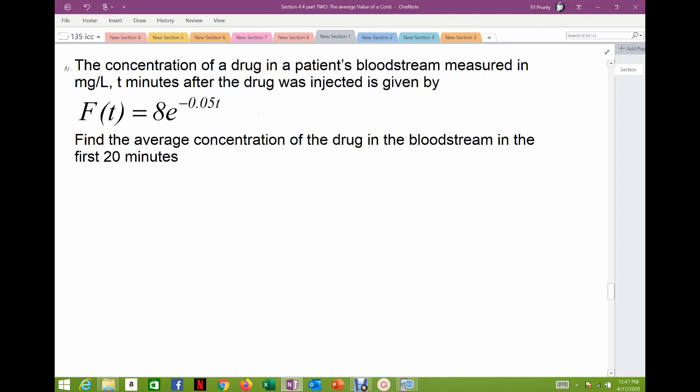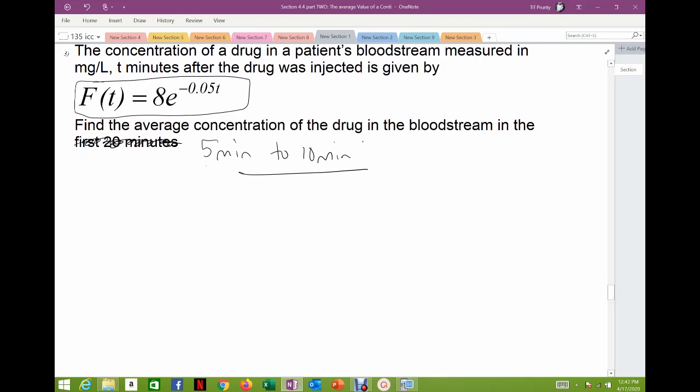So this is an example, again, the body breaks it down exponentially, and so this represents the concentration of the drug in the bloodstream measured in milligrams of drug per liter of blood. That's milligrams per liter. Find the average concentration in the bloodstream, and again, I changed yours and I forgot to change mine, from 5 minutes to 10 minutes after you've been administered the drug. So what was the concentration of the drug in the blood 5 minutes to 10 minutes after you've taken it, in milligrams per liter.